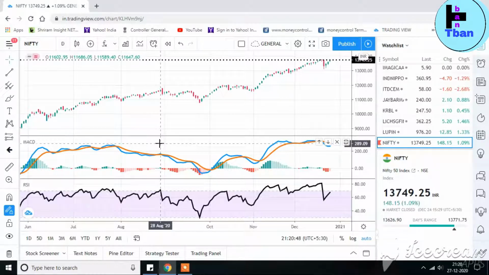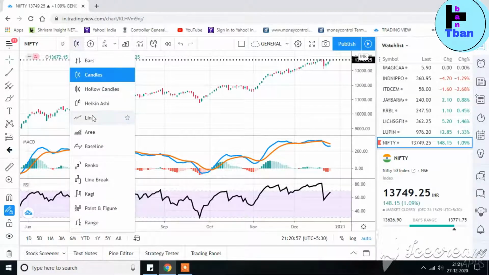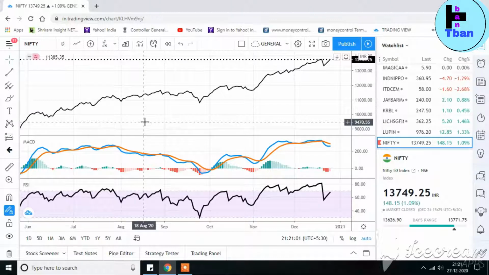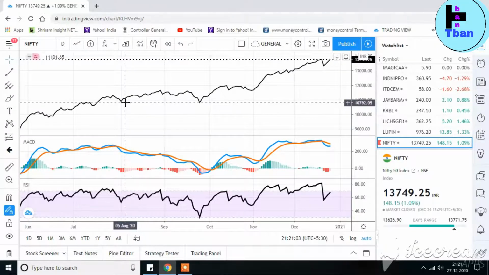First of all, this is the candlestick chart. I transfer the chart particularly to a line chart, because in a line chart I can watch divergence very clearly. This is why I always use the line chart. If necessary, then I use the candlestick chart.